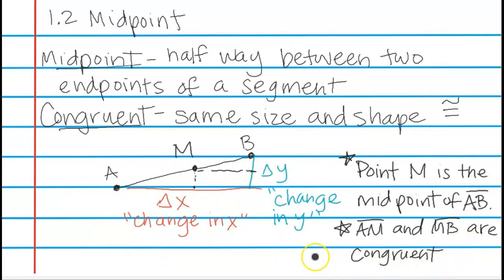I can write this in a symbols only statement, and I'm going to change my colors here. In a symbols only statement, I would write AM, I do have my line on top there, is congruent to MB. And that is that same statement. Segment AM and segment MB are congruent.